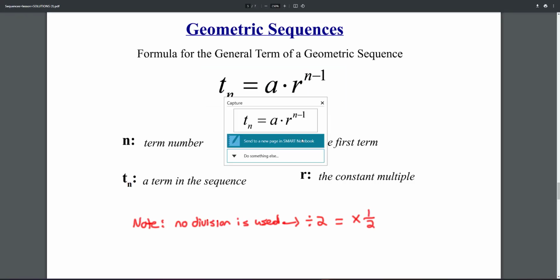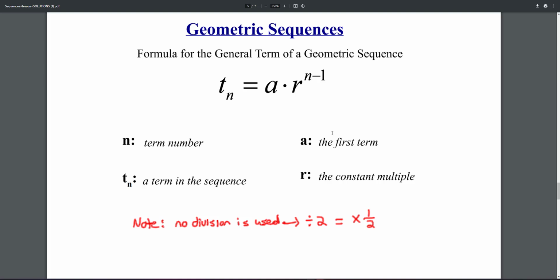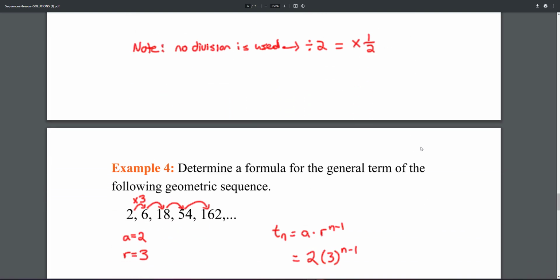And everything else is the same in terms of a value is still the first term, n is still the term number, and tn is the term in the sequence. Instead of d now, we have r as in constant multiple. And very, very important, there is no division used ever. Division is exactly multiplication, except you're multiplying by a fraction. So if you want to divide by 2, you're actually multiplying by 1/2. If you want to divide by 5, you're actually multiplying by 1/5. So that's what that is.